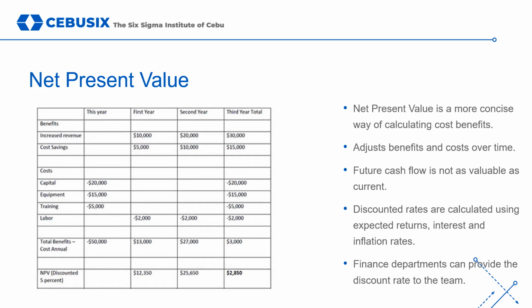Often, corporate finance departments can provide Six Sigma teams with a discount rate used for net present value in the company. The estimated benefits from the solution are generally recorded for the first 2 years, and all of the benefits and costs are added up for a third year. The net present value is discounted by a percentage rate, which may be determined by your organization's accounting department and may already be part of the organization's annual financial reports.